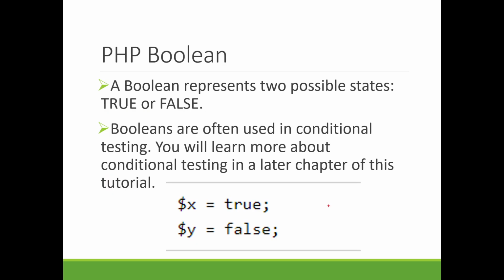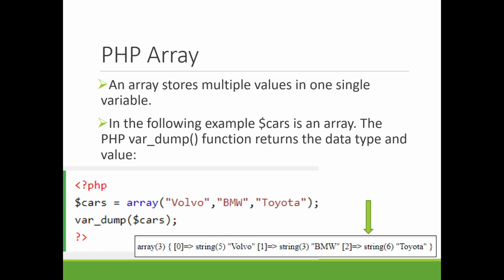Then we have the Boolean data type. Boolean represents only two possible states. The first state is true, the other one is false. So you can only assign a true or a false value to a Boolean data type.